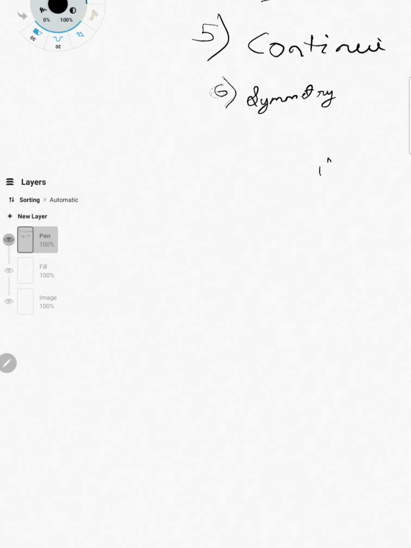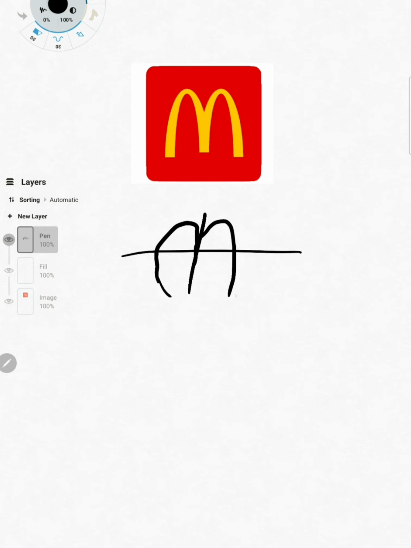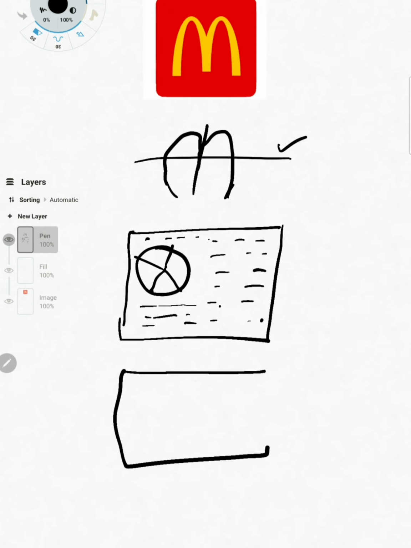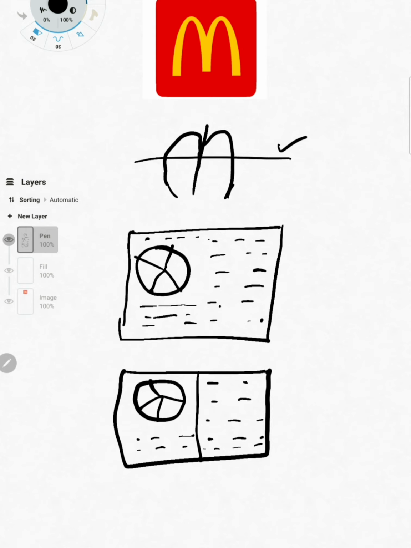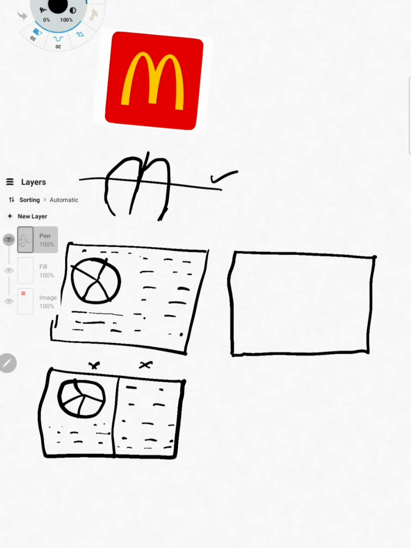Now the sixth principle is the principle of symmetry. Let's take the example of the logo of McDonald's. See how symmetrical it is. The same principle we can apply to any of our presentations. Say, for example, in these examples of a pie chart presentation, which one seems more symmetric and soothing to the eye? The third one, obviously.